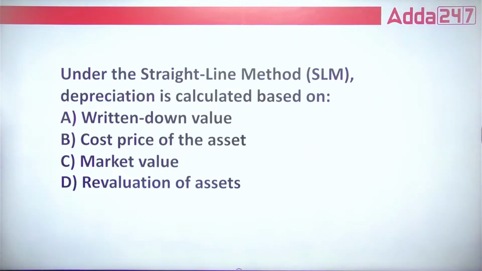Under the straight line method, depreciation is calculated based on: A, written down value; B, cost price of the asset; C, market value; D, revaluation of assets. Now it's your turn to tell me the answer.